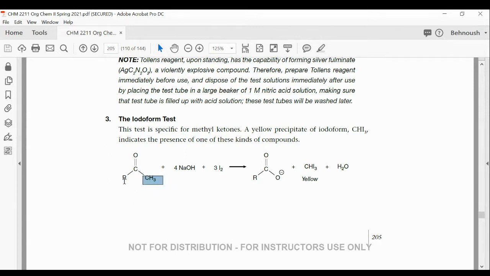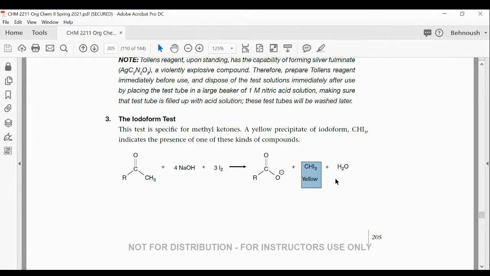Methyl ketone: when you have an R group, this side could be methyl, ethyl, propyl, or whatever other alkyl group. One side is a CH3. So if you add the iodoform reagent, which is sodium hydroxide and I2 in KI, because iodine is a non-polar compound, it doesn't dissolve in water, but it does somehow dissolve in potassium iodide solution. It's a brown color solution. When you add that to a methyl ketone, it's going to form a precipitate. That precipitate is known as iodoform, a yellow color precipitate.